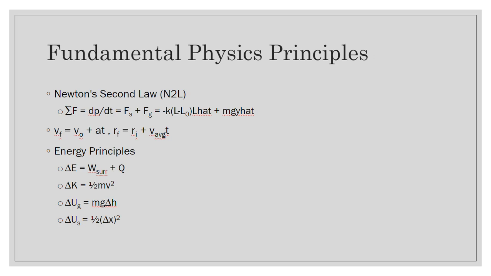And then we can parameterize the forces. So we have the spring force component and we have the gravitational force component. And then we'll also use the velocity update and position update formulas, as well as the energy principles from the law of conservation of energy, such that kinetic energy equals 1/2 mv squared, gravitational potential energy equals mgh, and potential spring energy equals 1/2 kx squared, and the energy equals work of its surroundings plus Q.